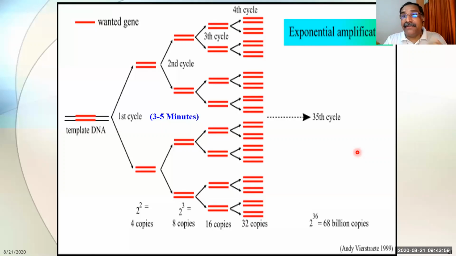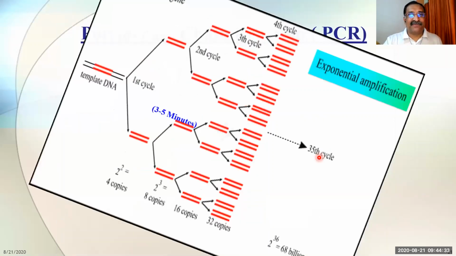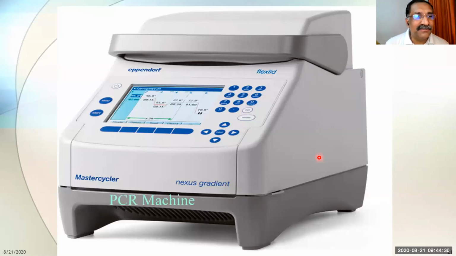180 minutes means how many hours? 3 hours. So in 3 hours time, you can get 68 billion copies of DNA by using this technology or this methodology. That is what we call gene amplification, because the principle behind it is exponential amplification. I hope that you understood these steps in polymerase chain reaction. You understood?